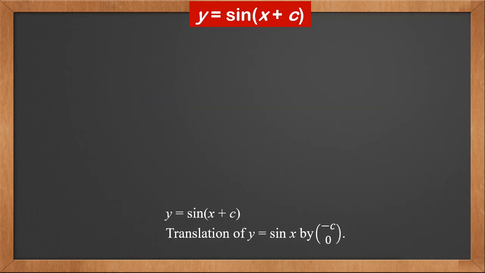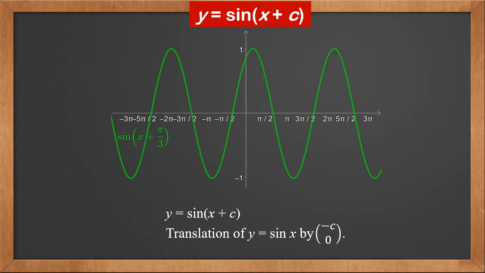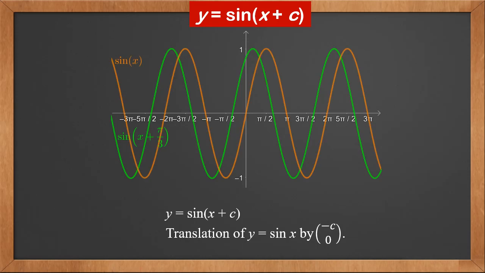y = sin(x + c) is a translation of y = sin x by vector (-c, 0). This is y = sin x. This is y = sin(x + π/3). It's moved to the left by π/3. Now let's put them together.